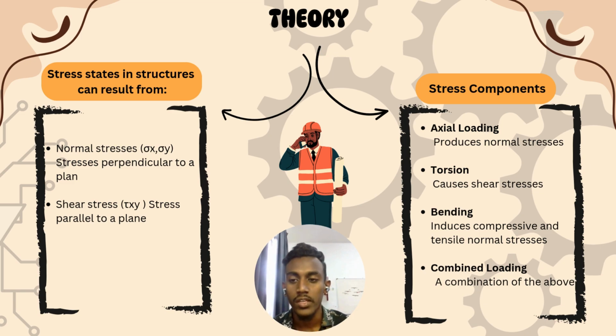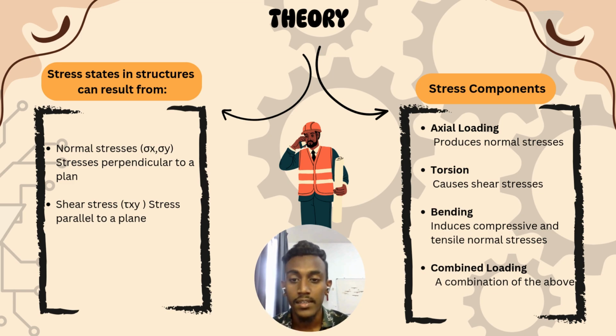For this section we talk about theory. The theory has two things. The first is the stress state of a structure, and the second is the stress components. Let's see the stress state. First is normal stress, which is perpendicular to the plane, and the second is shear stress, which is parallel to the plane.